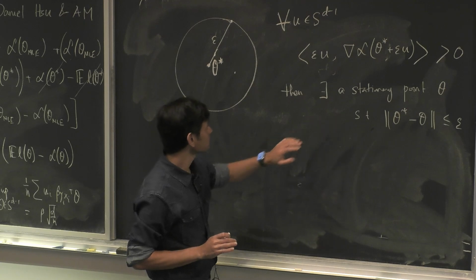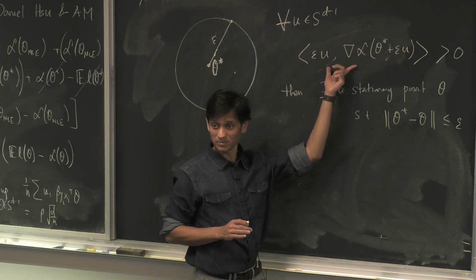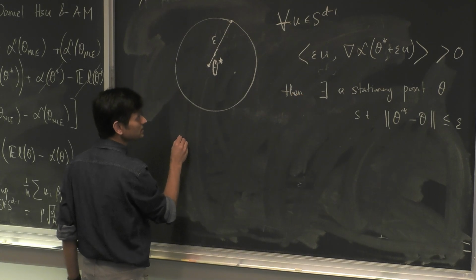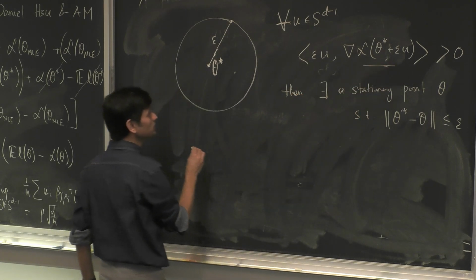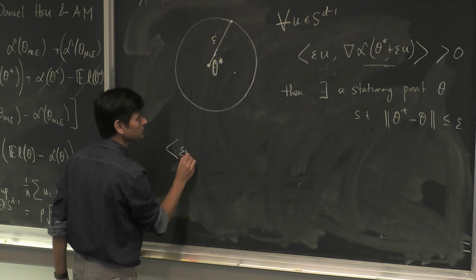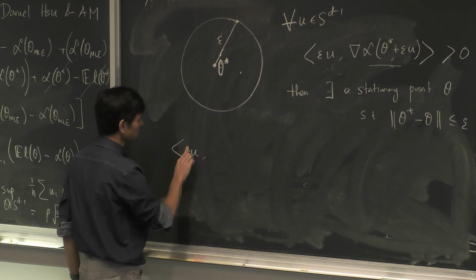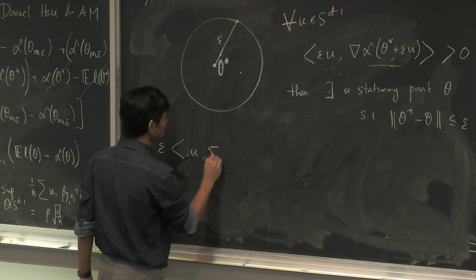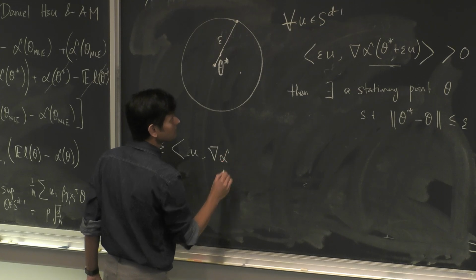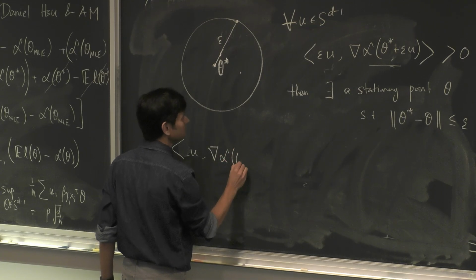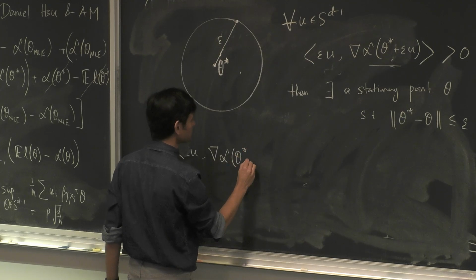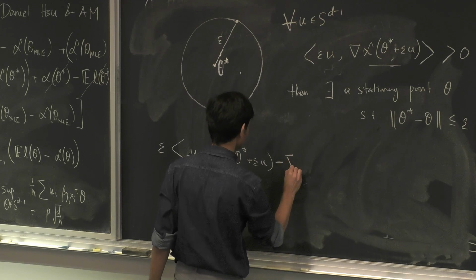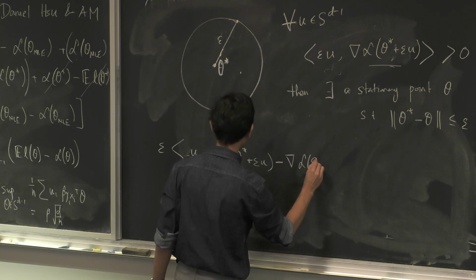So once you have that, now what do you do for this part? You want to show this, but this is hard to handle unless we do something nice. So what is the nice thing that we do? This epsilon can be taken out. So as you can imagine, we write it as the gradient of L at theta star plus epsilon u minus the gradient of L at theta star.